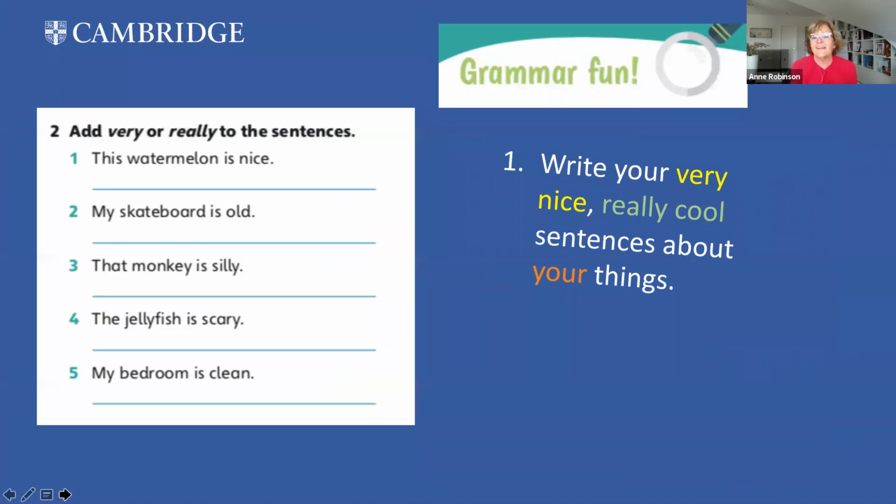Then, obviously, they can write their own very nice, really cool sentences about their things. Things that they find scary, things of theirs that are clean, perhaps things that aren't clean. They could rewrite the sentences. For example, if they've got a skateboard and it's new, then they could change it to my skateboard is very new. Or my bedroom is really clean, or it's a bit dirty. So they can write their own sentences.